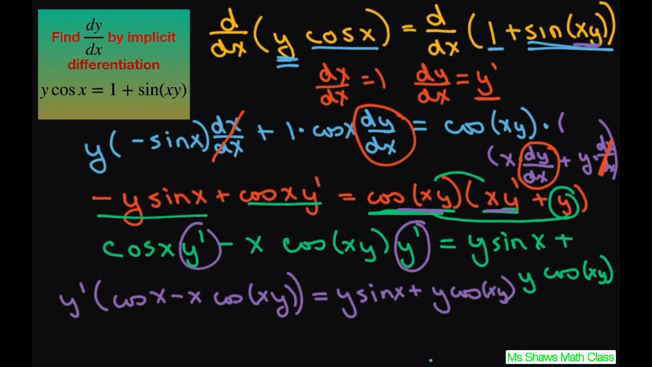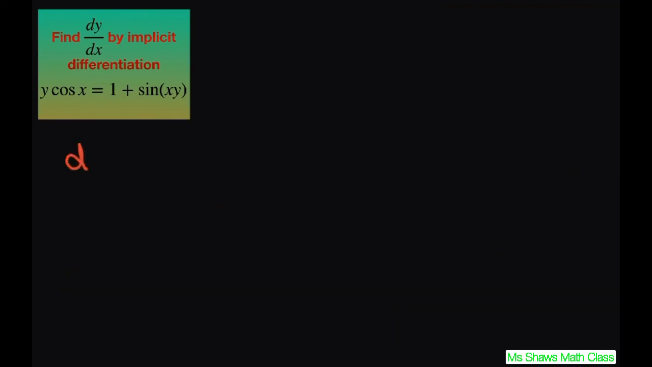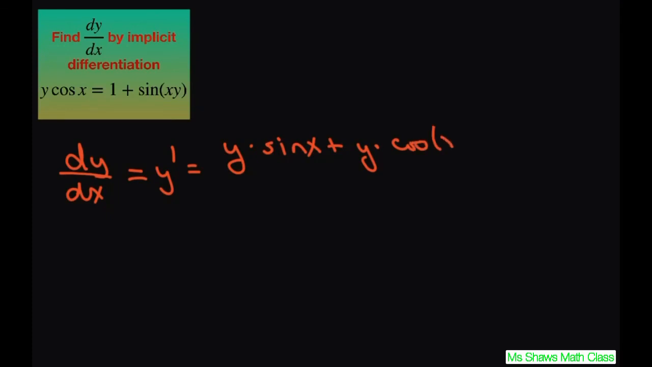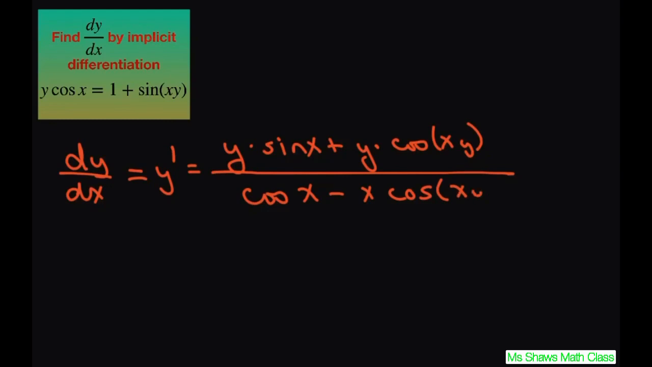Now all we have to do is divide both sides of the equation by this to isolate your y prime. When you do that, you're going to get y prime, or our derivative with respect to x, which equals y times sine of x plus y times cosine of xy, all divided by cosine of x minus x cosine of xy. And this will be your final answer.